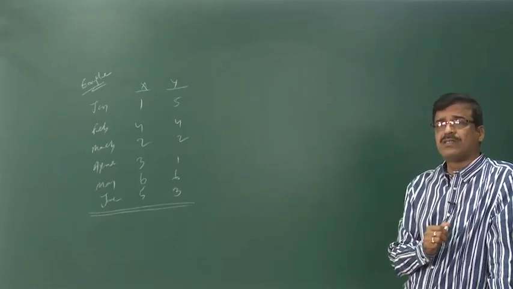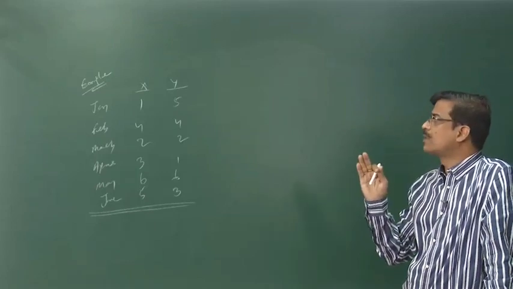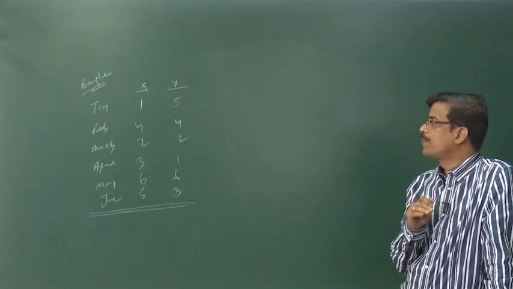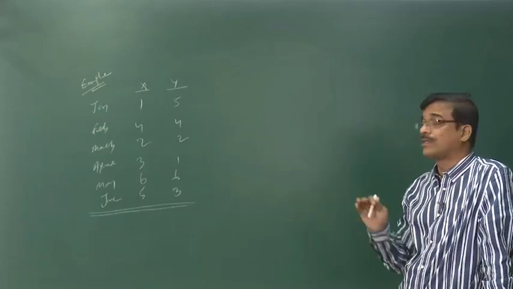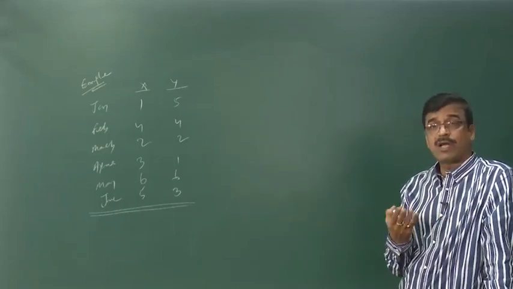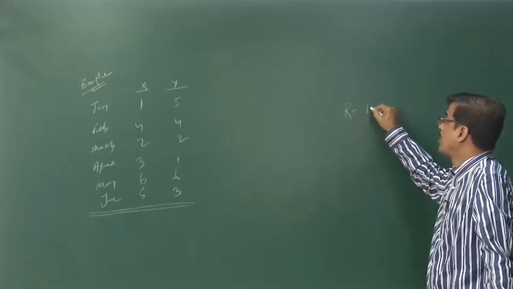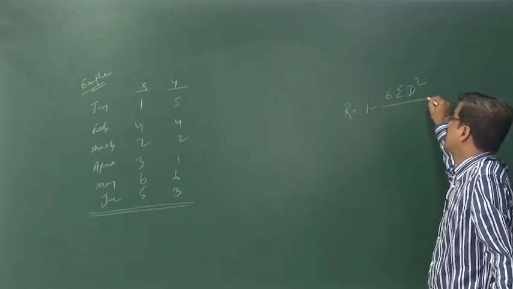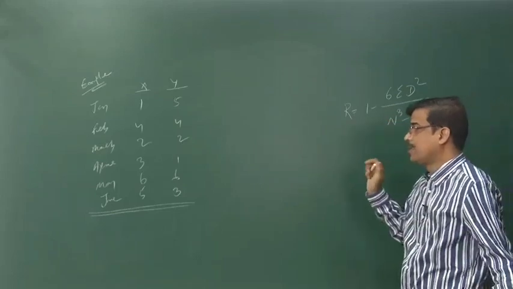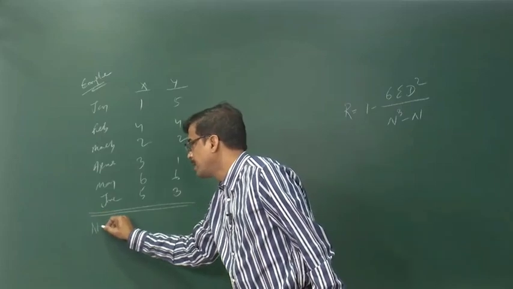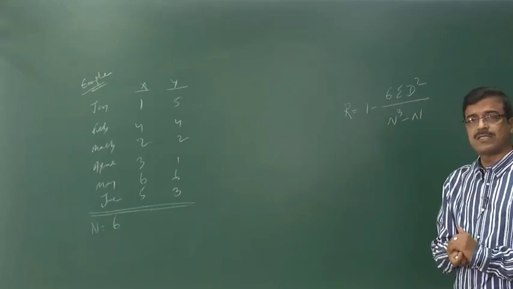Then how do we calculate the correlation? Is there any correlation between the sales of company X and that of Y? Remember here the ranks are already given. In order to find it out, we apply the rank correlation formula, which is 1 minus 6 sum D square divided by n cubed minus n. What do we need? N. Here n is 6, because 6 pairs are there, the 6 months figures are given.